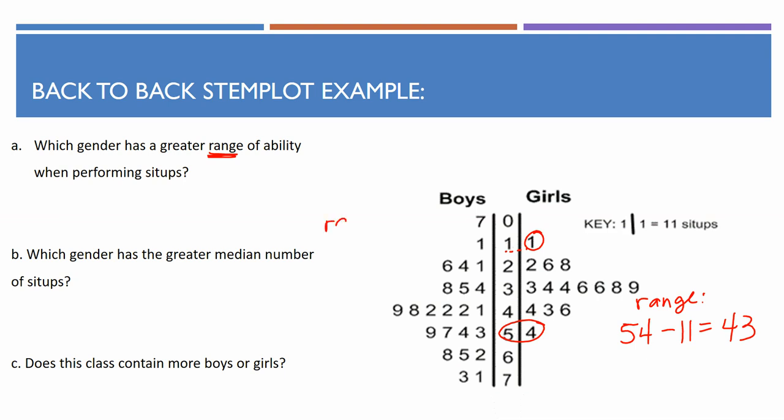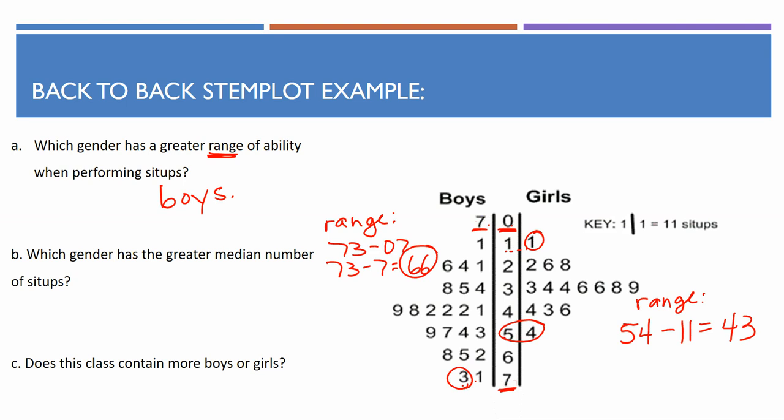On the other hand, the boys, their biggest number, if I go down, the biggest stem is a 7, right? And then it's a 71 and a 73. So the biggest number of sit-ups here was a 73, and the smallest number of sit-ups here was a 0.7, or in other words, just 7, right? So 73 minus 7, so 66. So which gender has a greater range? Well, in this case, the boys have a greater range when they do sit-ups.